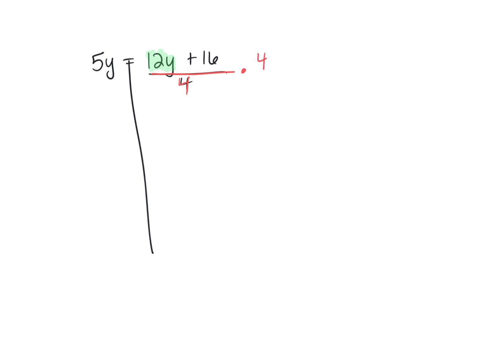Now, if I times by 4, that is going to cancel, so I need to times this side by 4 as well. And I just want to point this out to you guys, this was all one big term, so that's why I just needed to times the entire thing by 4, and that would cancel. So over here, I've got 20y equals, on the other side, 12y plus 16.